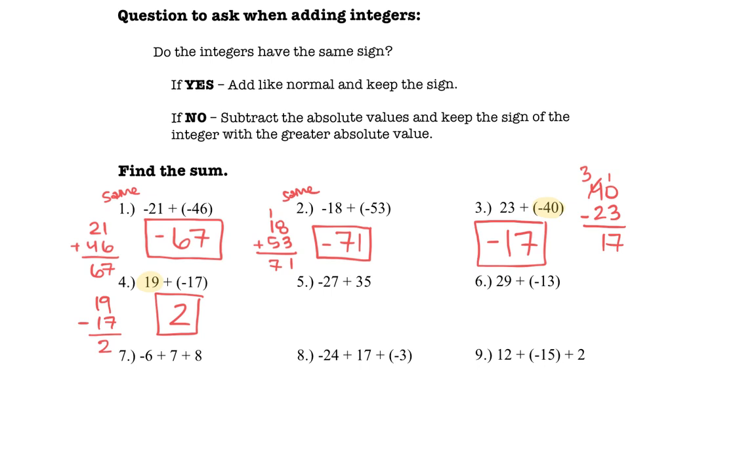Let's try number 5. Same signs or different signs? Well, one's positive and one's negative, so they're different. I've got to then figure out which one's further from 0. And in this case, it is the positive 35.